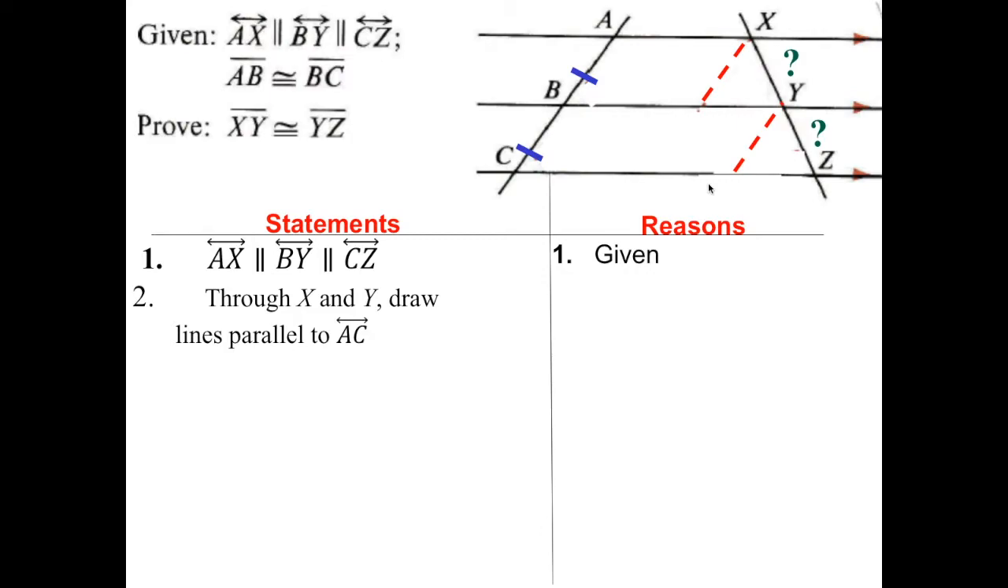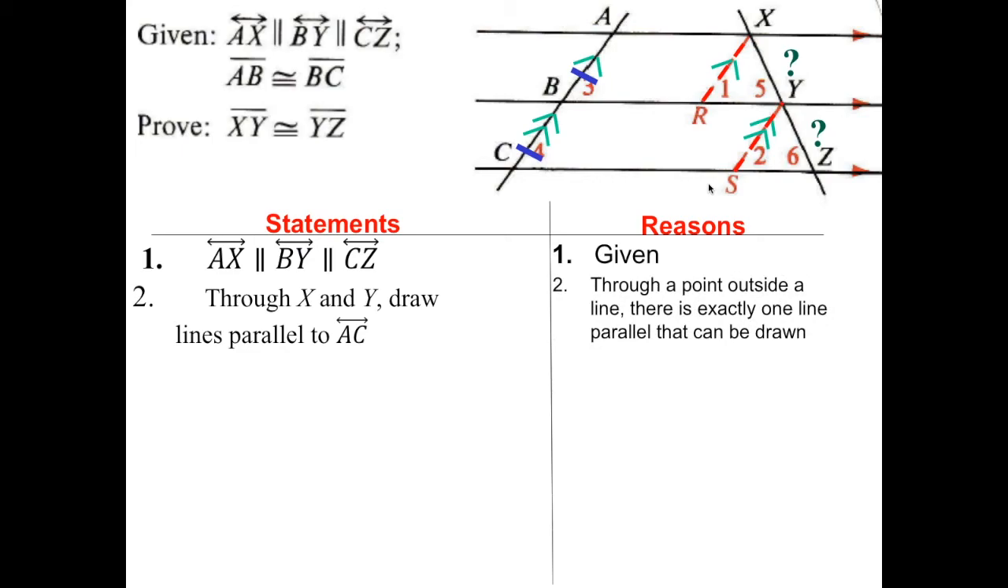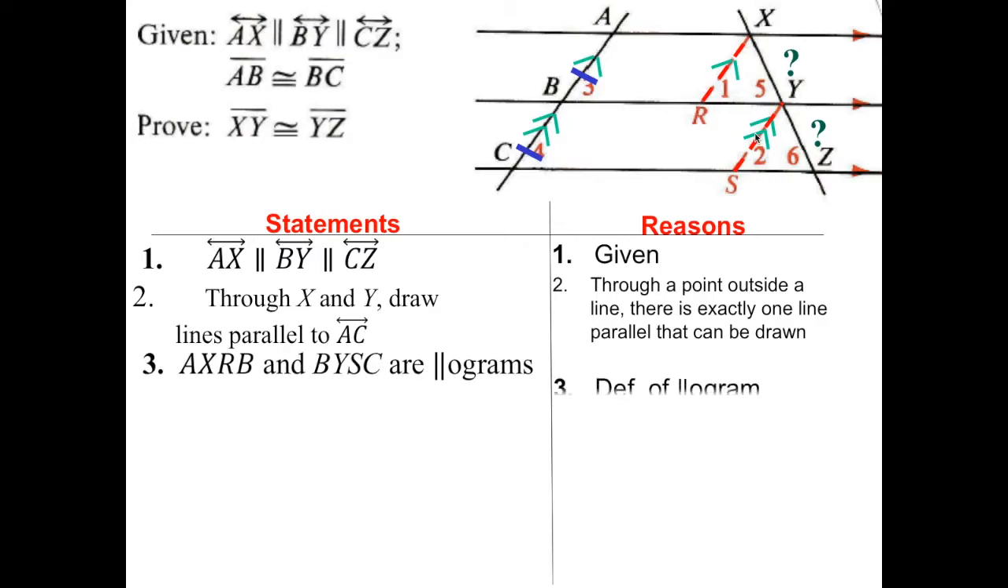Through a point outside of a line, I can draw exactly one line parallel to a given line, right? So through point X, there's exactly one line I can draw parallel to AC. Through point Y, there's exactly one line I can draw parallel to AC, and I've introduced those parallel lines there. So this is a big wind up right here. Don't forget, over here on this side, we also have parallel lines right here.